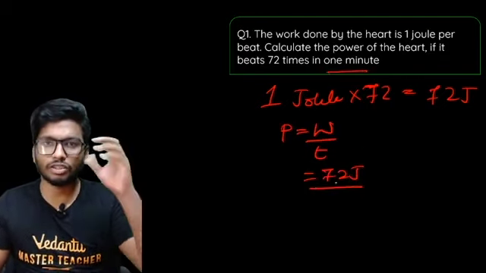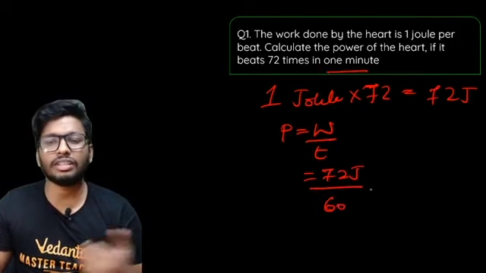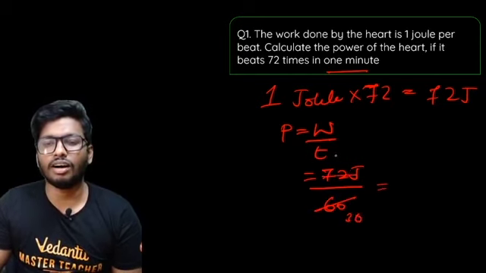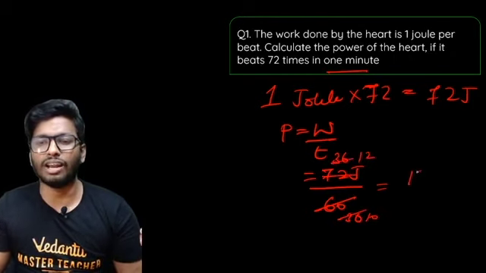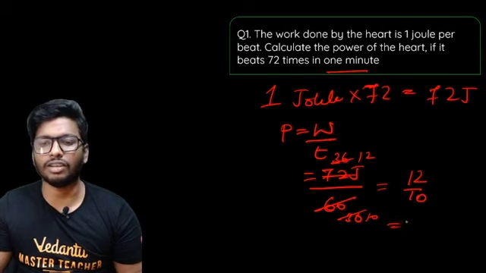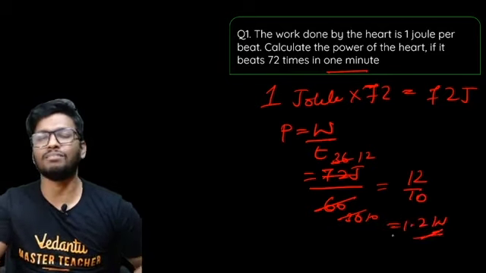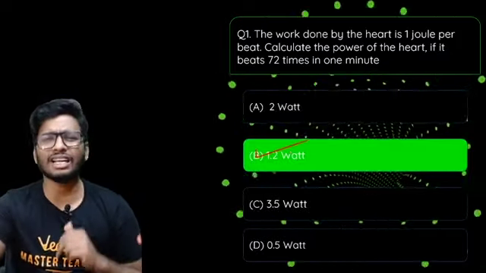So convert that to seconds because it's joules per second. That is the SI unit. So 1 minute has 60 seconds in it. So divided by 60, how much will you get? You'll get it as 12 by 10, essentially giving the answer as 1.2 watt, or joules per second. Simple as that, guys. That is the answer. The right answer is 1.2 watt. Simple question. Second question. Let's go for this one.